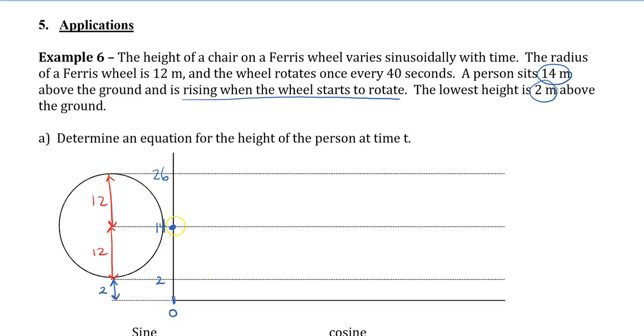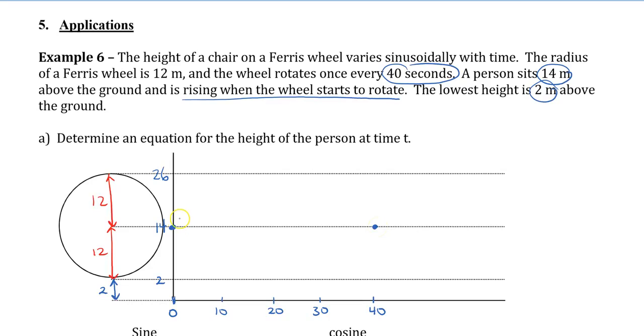Okay, so we're going to plot some times. It takes 40 seconds to complete one rotation. So I'm going to plot maybe my 40 over here. And that tells me that this is going to be 20, 10, and then 30. So at the 40-second mark, the person should be where they started from.